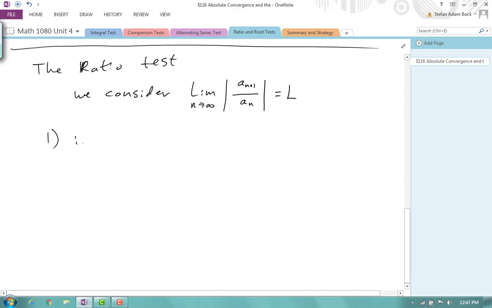So 1, if L is less than 1, it must be a positive number because I'm taking the limit of an absolute value. But if L is less than 1, then the series of a sub n is absolutely convergent. Let me just say CVGT. If L is greater than 1, then the series is divergent.